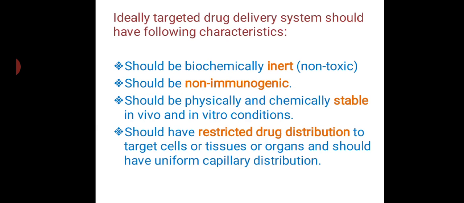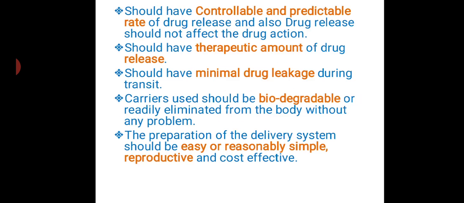Now, what are the characteristics of an ideal targeted drug delivery system? It should be inert, that is, non-toxic and non-immunogenic. It should be stable in vivo and in vitro conditions, and it should have a restricted drug distribution. That means it should distribute only to the target and not to the normal cells. Then a controllable and predictable rate.